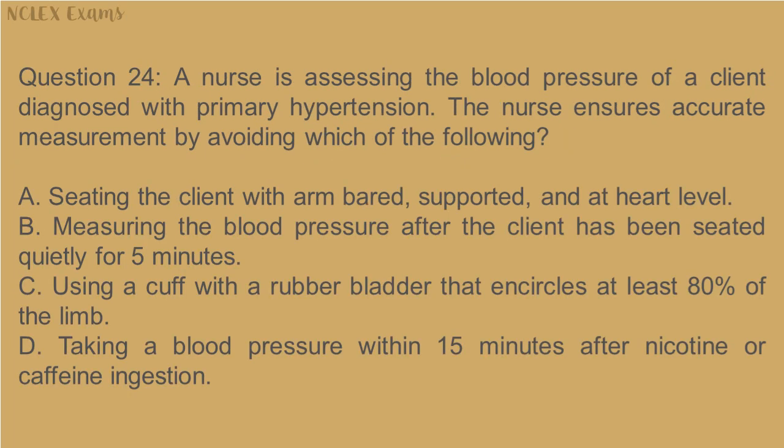Question 24. A nurse is assessing the blood pressure of a client diagnosed with primary hypertension. The nurse ensures accurate measurement by avoiding which of the following? A. Seating the client with arm bared, supported, and at heart level. B. Measuring the blood pressure after the client has been seated quietly for 5 minutes. C. Using a cuff with a rubber bladder that encircles at least 80% of the limb. D. Taking a blood pressure within 15 minutes after nicotine or caffeine ingestion.